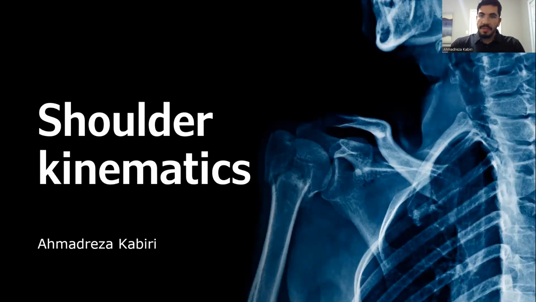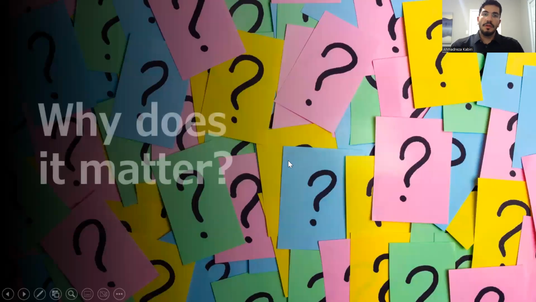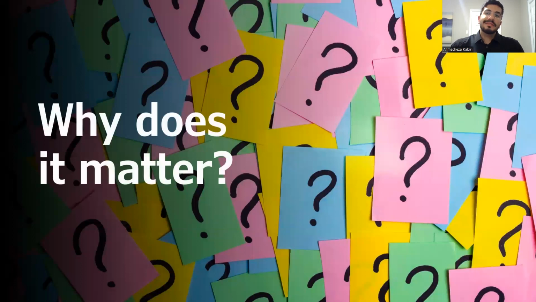So the topic of my presentation is shoulder kinematics. And before I start, I would like to ask a question. Why does it matter to look at shoulder kinematics? Shoulder injuries are one of the most common types of injury in the human body.